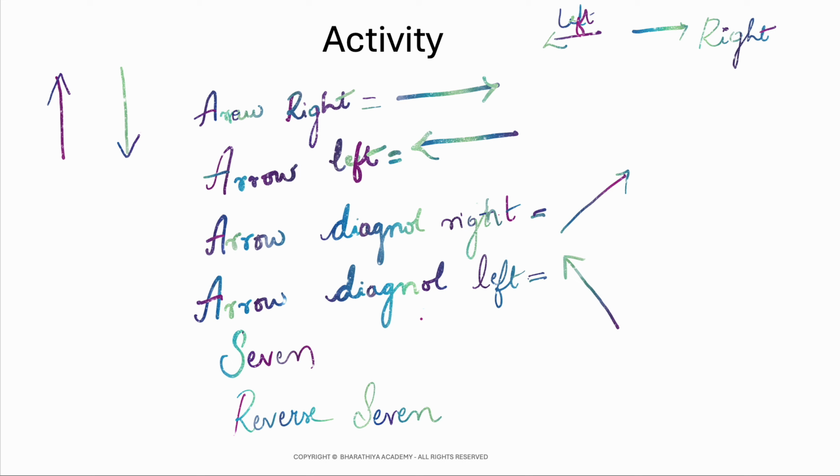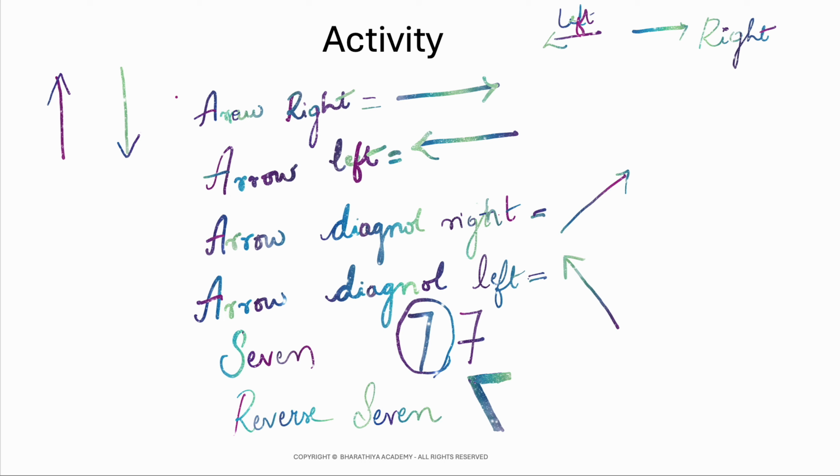And then the way we write 7 is like this. Some people also write it like this. For now, we will stick with this as 7. So when I say reverse 7, how do you write? You write it like this, right? So the reverse 7 looks like this. Okay, fine. So this completes our activity.